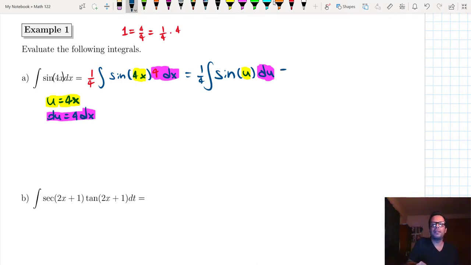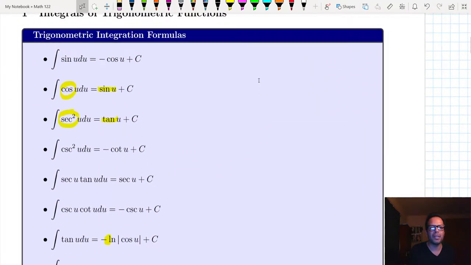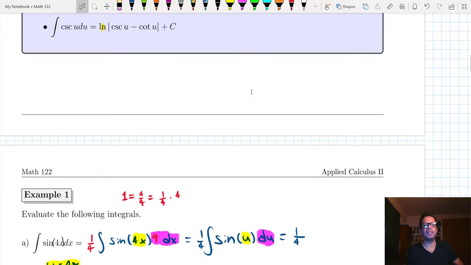So this will be the same as 1/4 times the integral of sine. If we look at the formula, let me scroll up to the previous page. The integral of sine will be negative cosine. We need to be careful when taking the derivatives and integrals of trigonometric functions, because the derivative of sine is positive cosine. However, the integral of sine is negative cosine. So we need to keep that in mind.